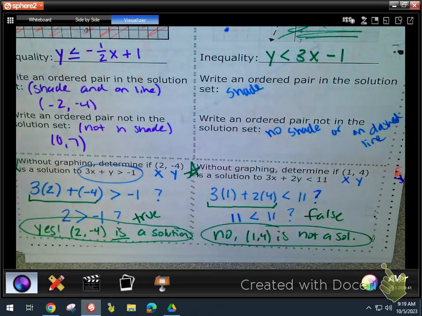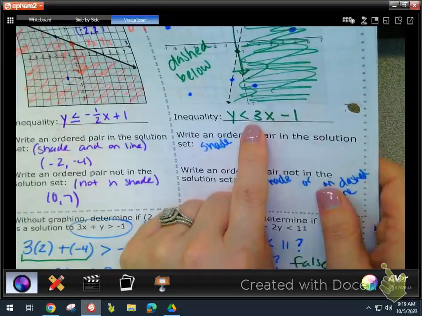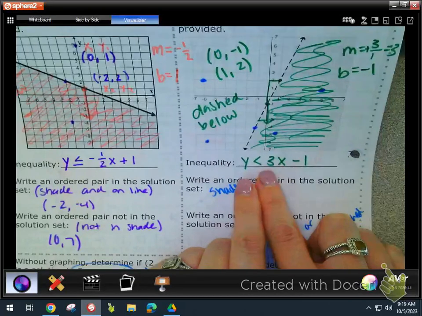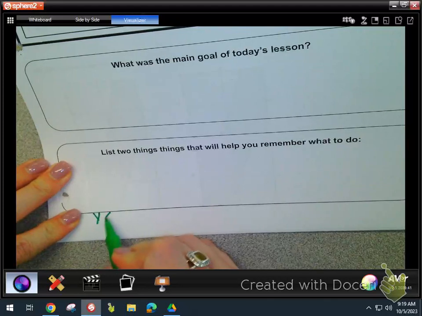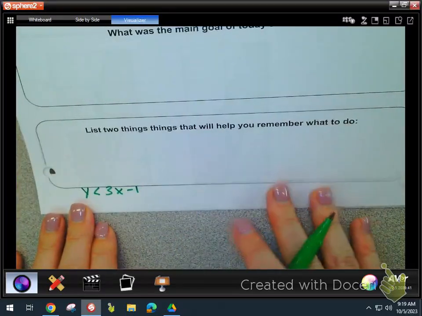Let's try one in slope-intercept form real quick. We'll find some space on the back. Let's do this inequality, okay? Y is less than 3x minus 1. Just right here, we'll do a little extra practice. Y is less than 3x minus 1, okay?